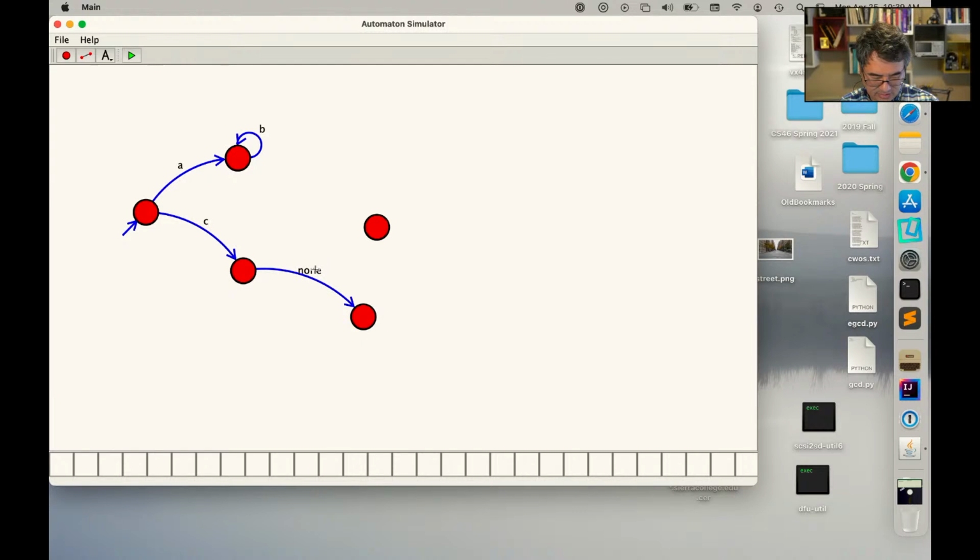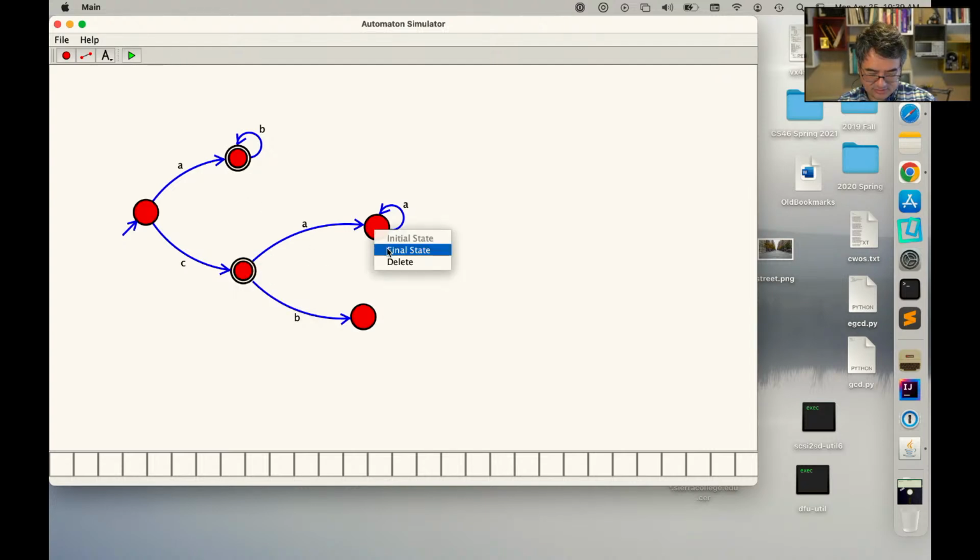This one is B. This is A. And this is A. And then we got a whole bunch of accepting states. So this is a final. This is a final. So is this one and this one.